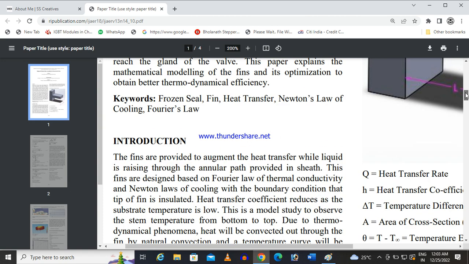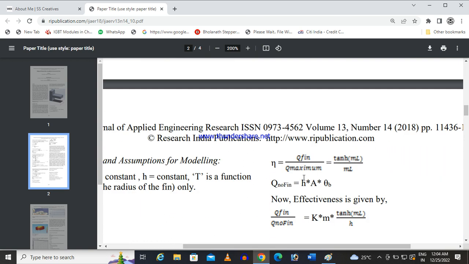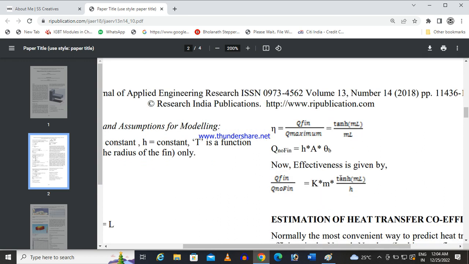So now the efficiency of the fin is Q fin by Q maximum, which is like this. Okay, so this is the fin efficiency, standard. And Q no fin, if there is no fin, then only through the tip heat will be evacuated. So it is like this, hA delta T, and the effectiveness is this much.